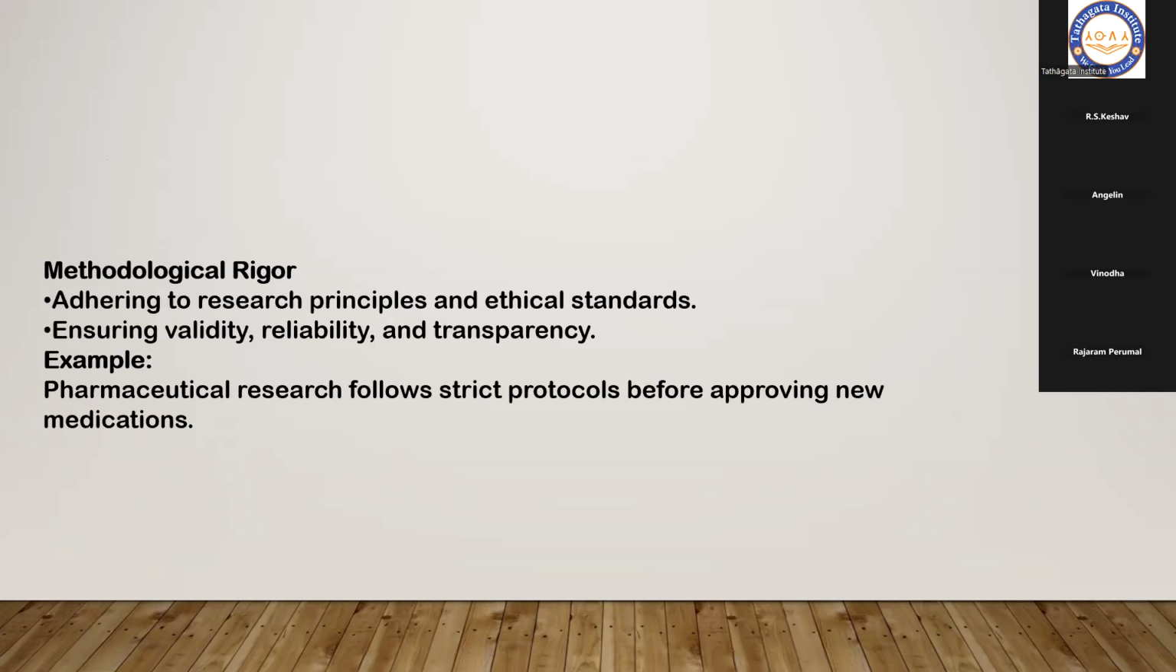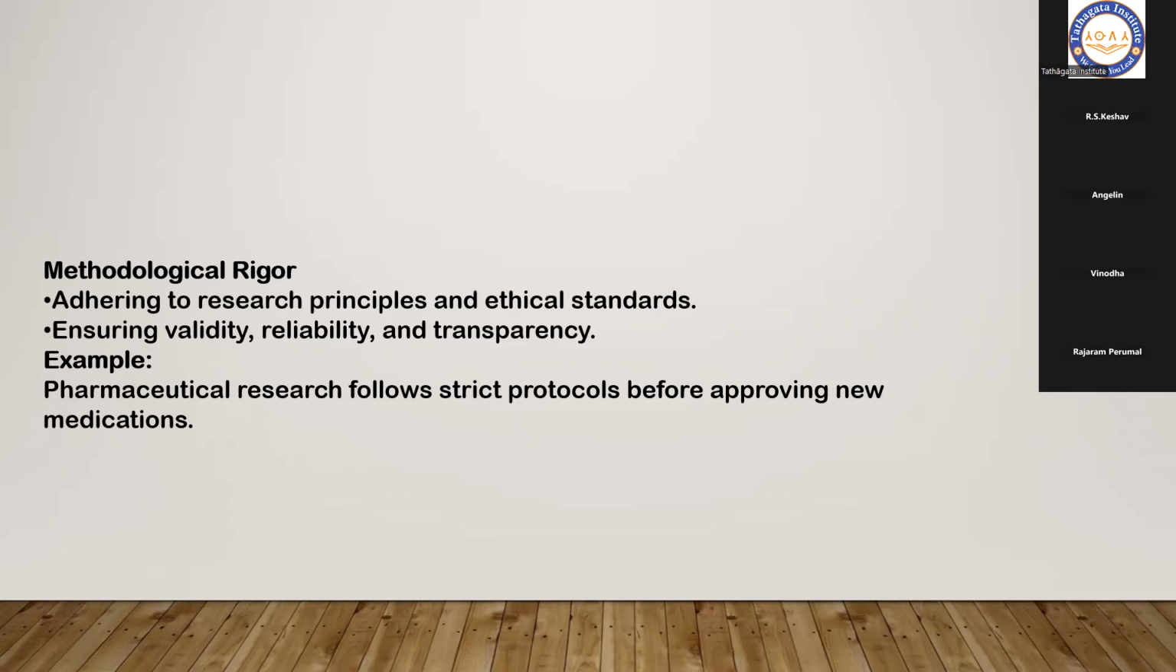Next is methodical rigor. If a methodology is understood or followed, it has to be followed continuously until we get an answer. Adhering to research principles, we have certain principles which are to be followed while research is done. They have to be followed, and ethical standards have to be followed for any research to be universally accepted. And research should be valid, reliable, trustworthy, and there has to be transparency.